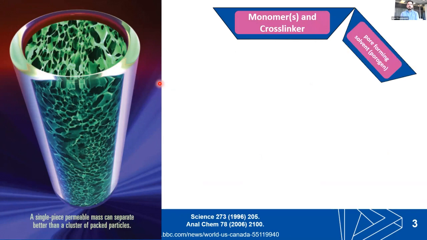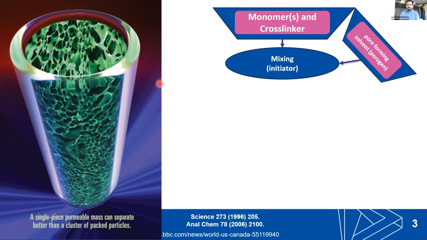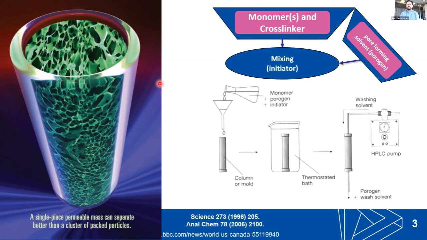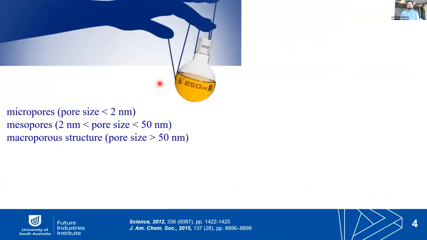Use monomer and cross-linker, dissolve this in a pore-forming agent, and mix this together with initiator, and after polymerization it can be used as a single piece of polymer. This mixture can also be added to the column and polymerized inside the mold using a GC oven, water bath, etc. Okay.